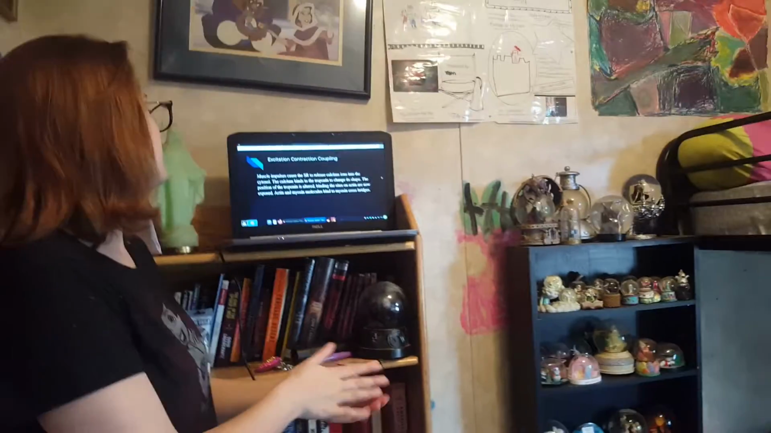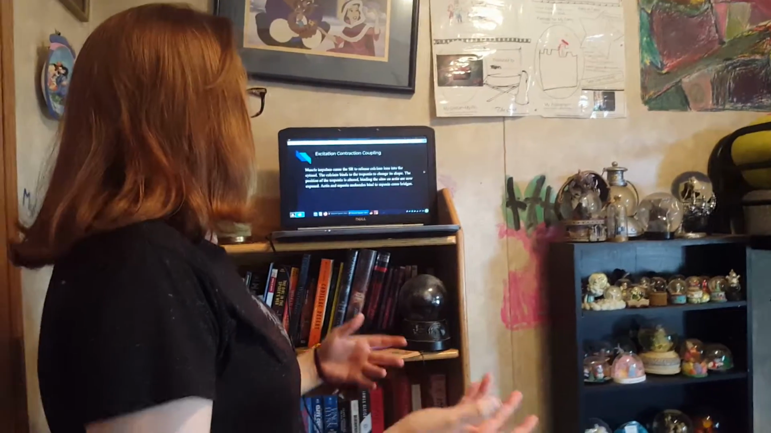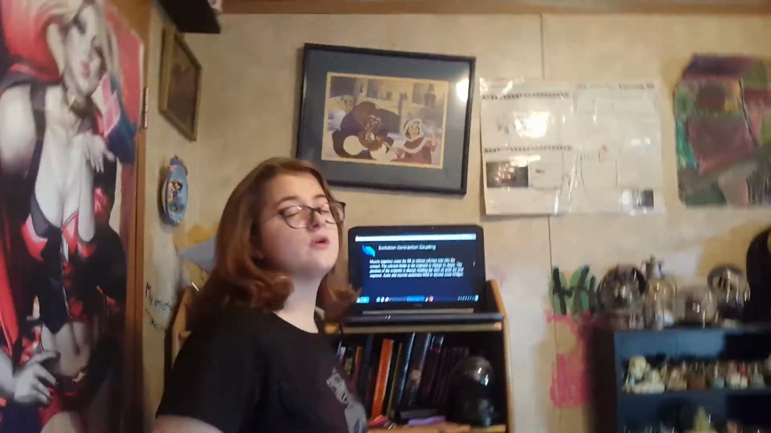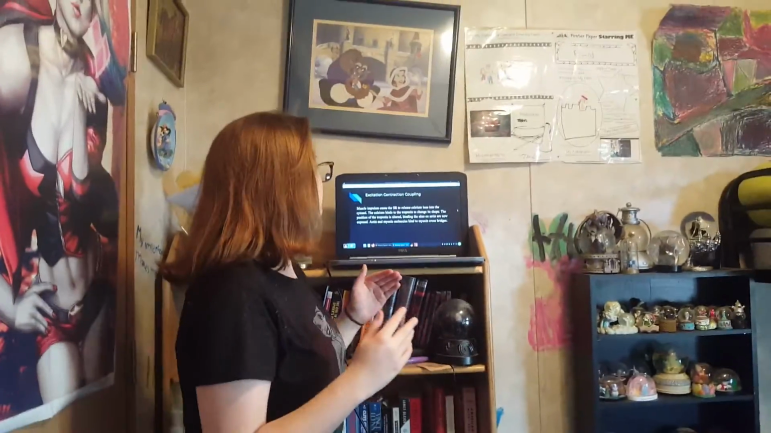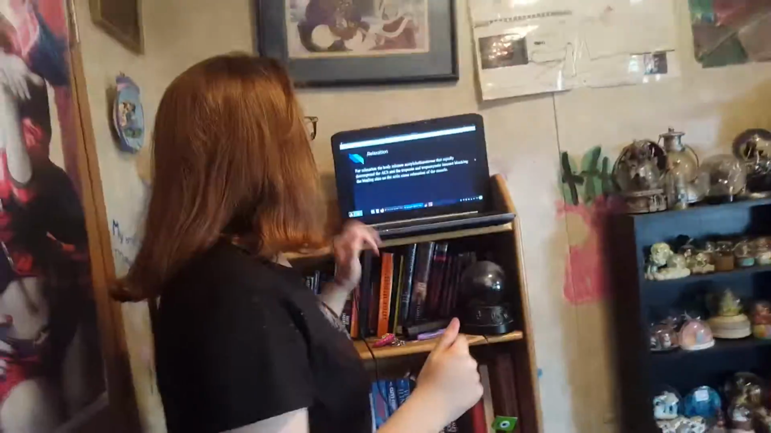Excitation contraction coupling. So a muscle impulse causes the SR to release calcium ions into the cytosol, and the calcium ions bind to troponin to change its shape. So instead of being like this, they're like that. The position of the troponin is altered, and the binding sites on actin are now exposed. So actin is exposed while the troponin is on top. They're not touching anymore. Actin and myosin molecules bind to form myosin cross bridges, so they connect right there, and that's how you get contraction.